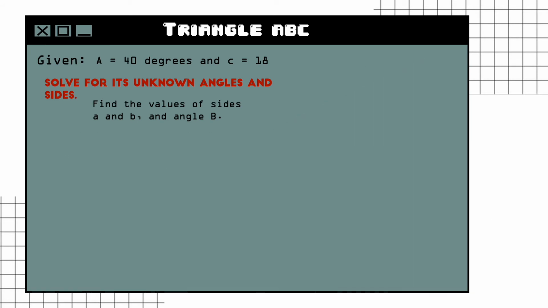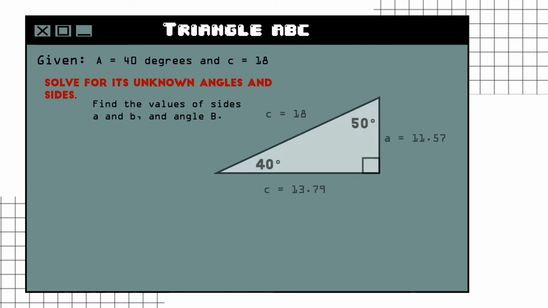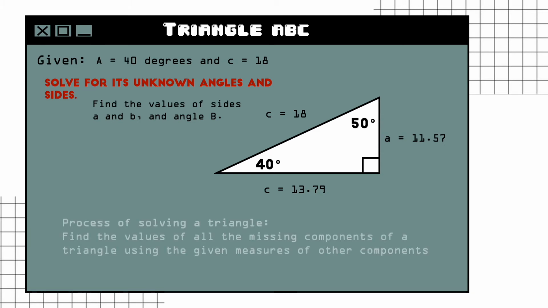So we have found all the unknowns in this triangle, which are side A, that is equal to 11.57, side B equaling 13.79, and angle B, which is 50 degrees. This is the process of solving a triangle. You need to find the values of all the missing components of a triangle using the given measures of other components.